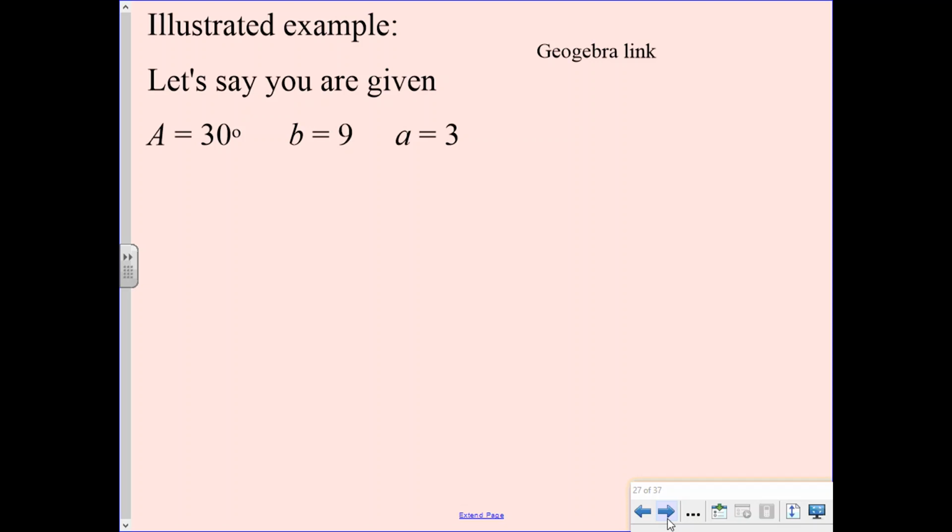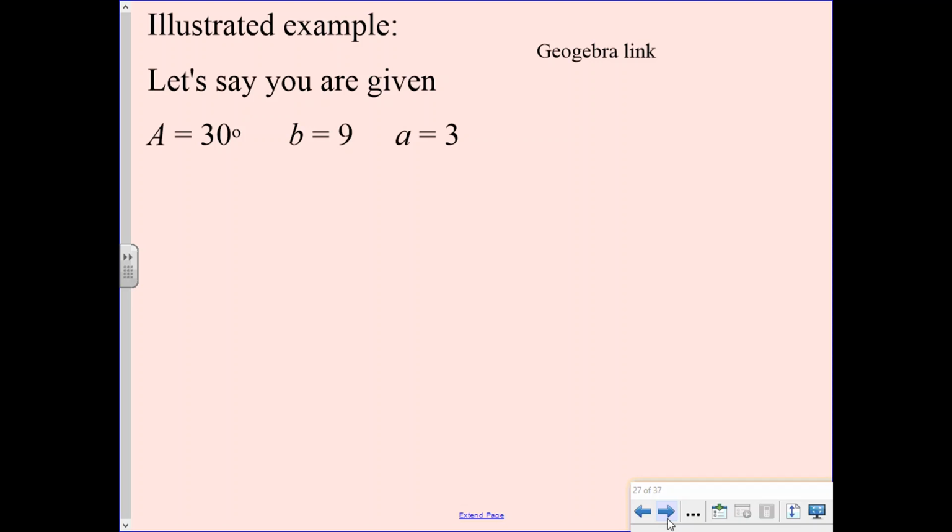So let's say you're given this. Angle A is 30 degrees, side B is 9, and side A is 3. If you visualize that in your head for a second, we have angle A, side A, so my opposite side is 3, and then my adjacent side is going to be 9.